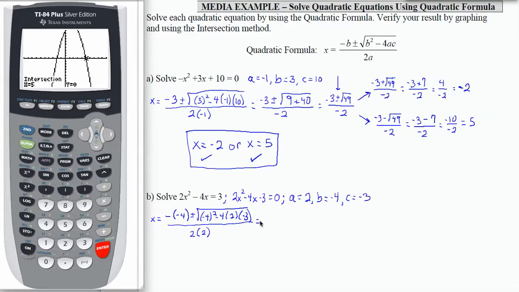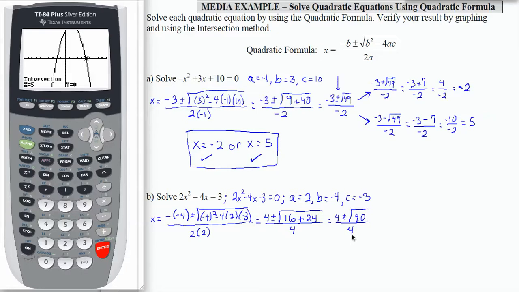If I begin to simplify, -(-4) is +4, plus or minus the square root. -4 times -4 is 16. A negative here times a negative here means I'm going to have a positive result. 4 times 2 is 8, times 3 is 24. Divided by 2 times 2, which is 4. That's going to give me 4 plus or minus the square root of 40, divided by 4.